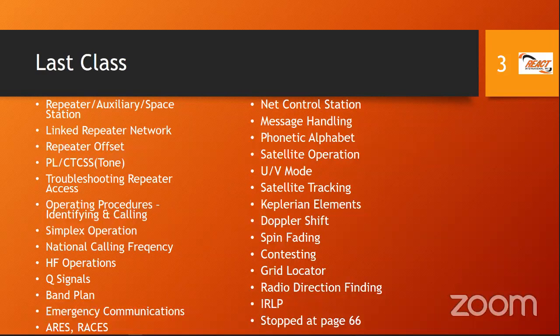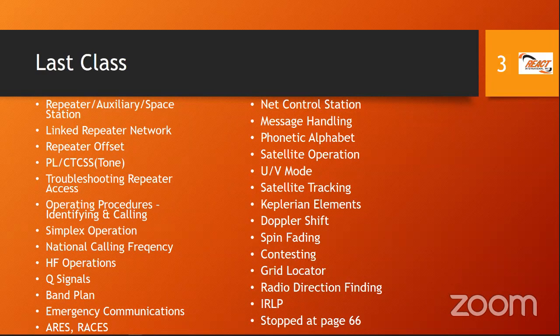We discussed simplex operation. We looked at the national calling frequency. We discussed HF operations. We talked about what Q signals or Q codes are. We had a look at the concept of a band plan. We discussed emergency communications or EMCOMs. We had a look at organizations such as ARES and RACES. We also talked about a net control station. We discussed message handling. We had a look at what the phonetic alphabet was.